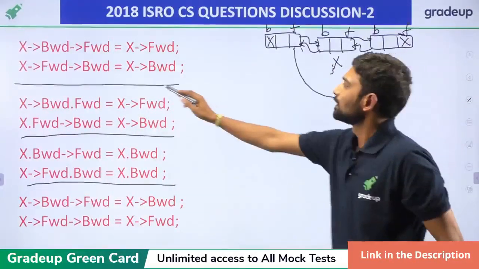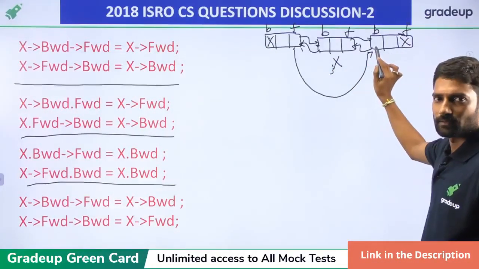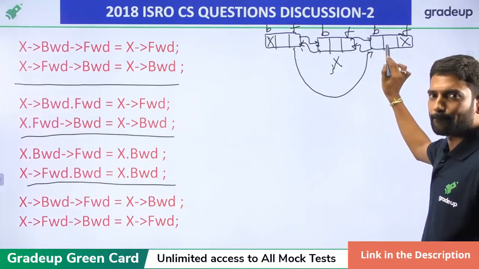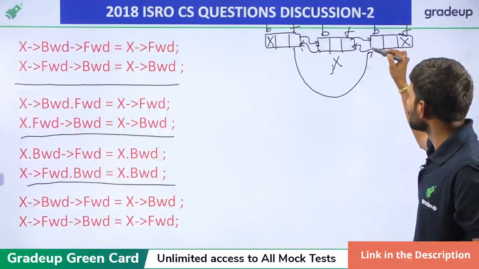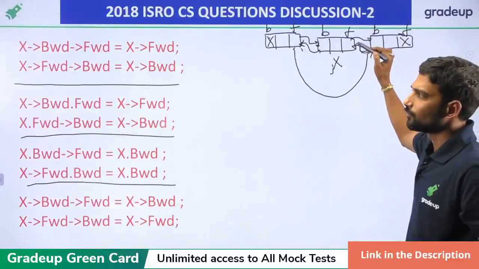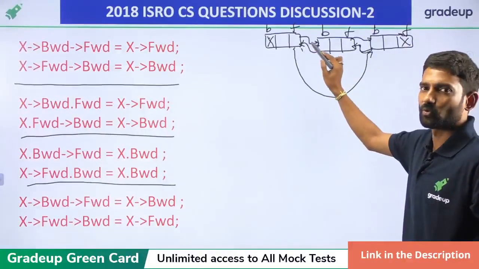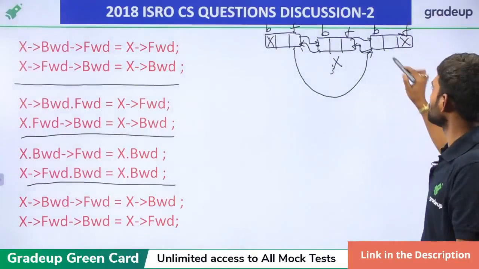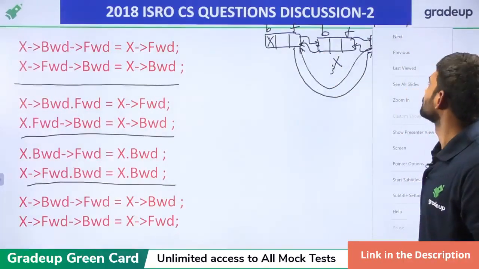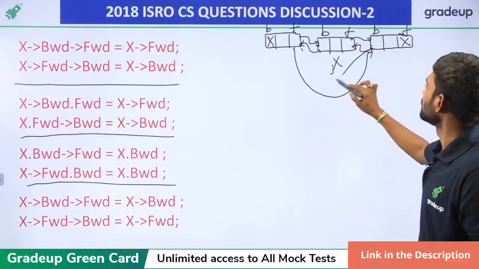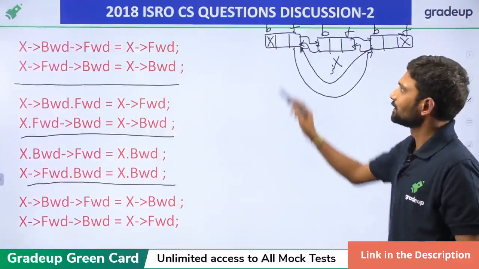Then X forward backward. What is X forward? This one, right? X forward backward means the next element's backward, that means this one. What should it do? X backward. This is X. What is X backward? Here. So where X backward is pointing, now this should point there. That means it should be pointing to this.